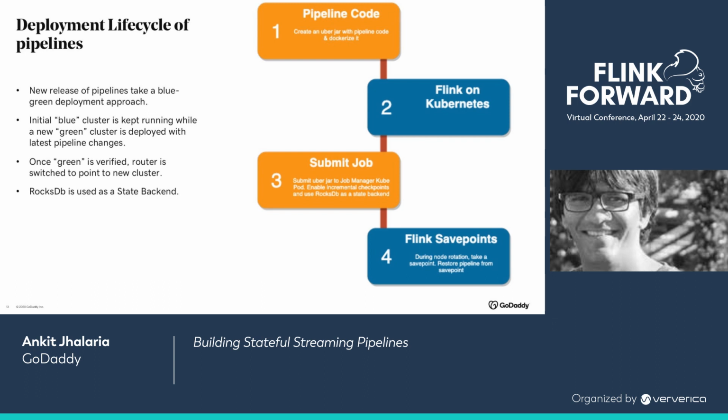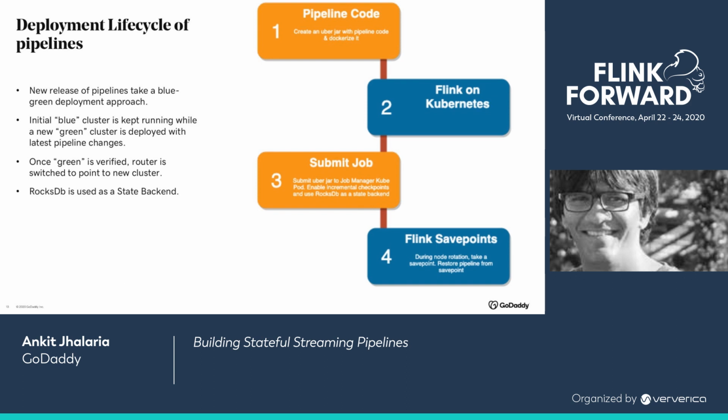So once you submit a job to your Kubernetes cluster, we do this thing called node rotation. That is a requirement when you have these Kubernetes pods, meaning if you have a security patch, you want to remove those nodes and get a new one. You could do that with Flink's savepoints. So you take a savepoint of a running pipeline, and when you restore it, you can restore from that savepoint instead of processing all the data over and over again.